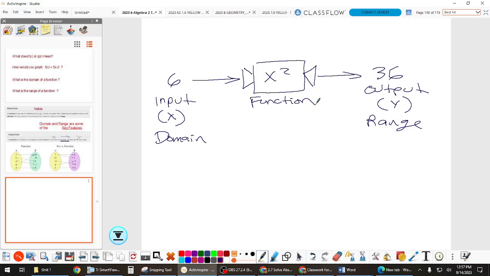So one big piece of the definition is that it has to create exactly one of those range values for each x. So if I put 6 in here, I only get 36 out. So it is a function. Can you think of a situation where I could plug something in and get more than one thing out? Is there ever such a thing as a non-function? Or is everything we graph a function? Okay? I'm not going to answer that, because we're going to see it in a second, and then we'll see what you think when we get there.